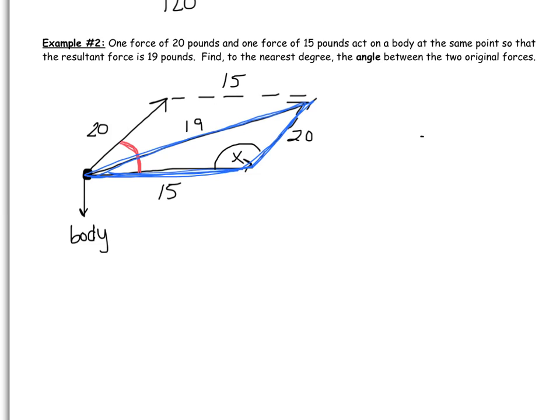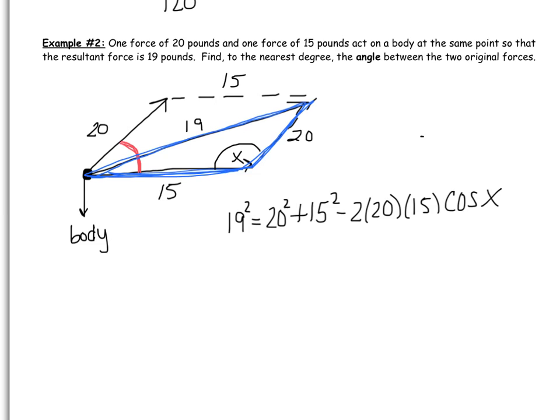So let's set up law of cosines. Pause the video, set up law of cosines, and solve for x. Okay, take note in how I set this up. Since I want to find angle x, we have to put on the equal sign the side across from it. So that's why I put this 19 here, and the x goes on the other side.